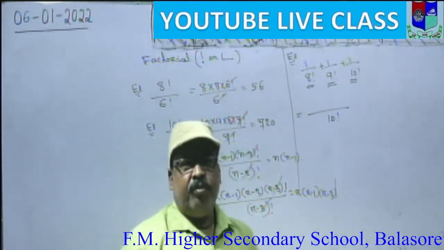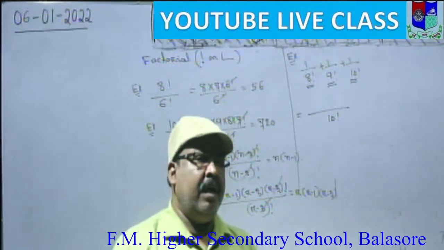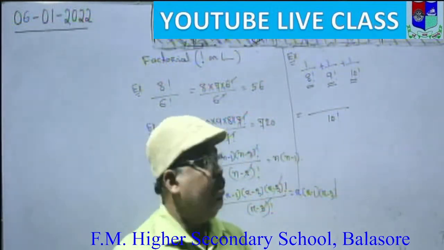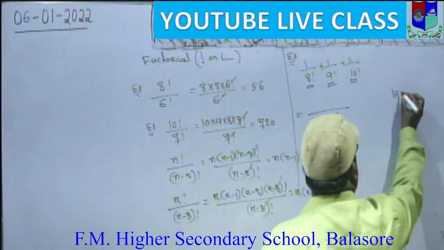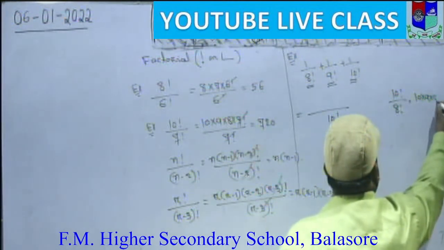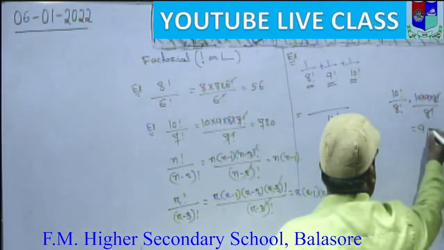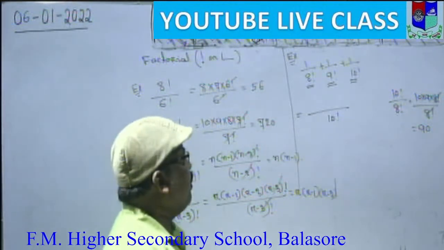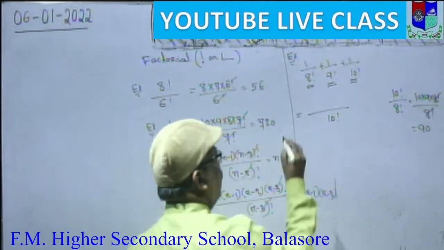And we know from the addition process, the LCM is divided by the denominator and multiplied with the numerator. So when 10 factorial is divided by 8 factorial, how much will it be? Now 10 into 9 into 8 factorial, and this 8 factorial cancels, so it is 90.